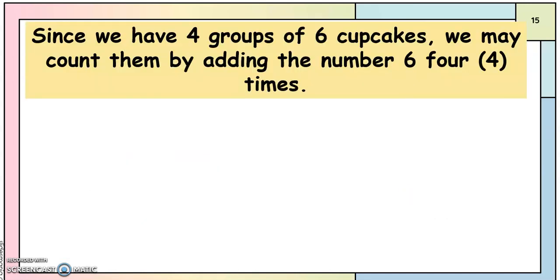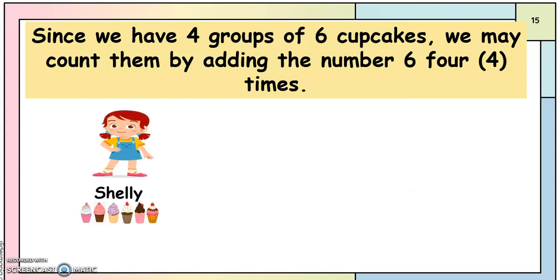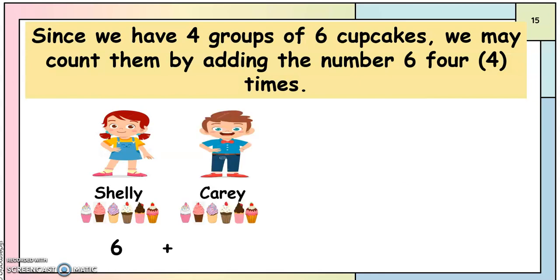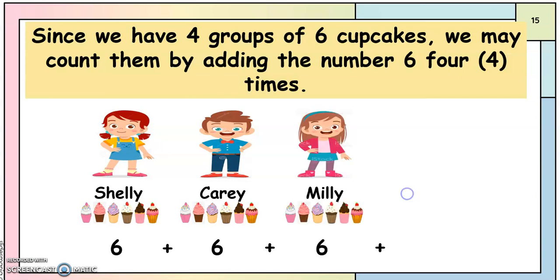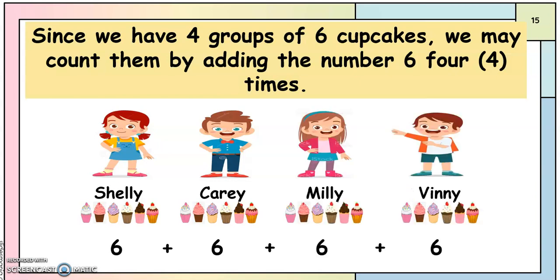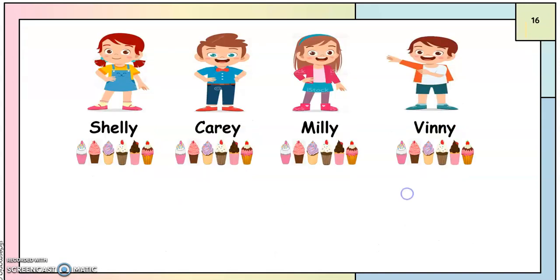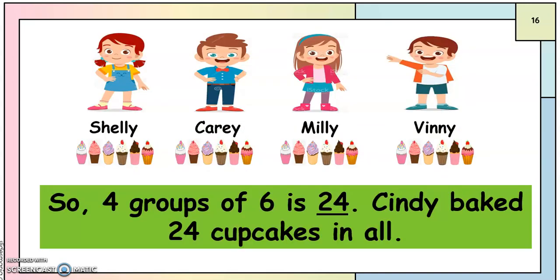Since we have 4 groups of 6 cupcakes, we may count them by adding the number 6 four times. So, we have here for Shelly 6, plus 6 from Carrie, then another 6 from Millie, then another 6 from Vinny. So 6 plus 6 plus 6 plus 6, we have 24. So 4 groups of 6 is 24. Cindy baked 24 cupcakes in all.